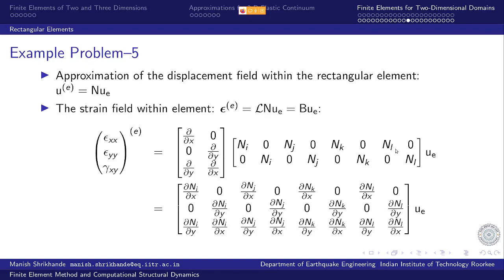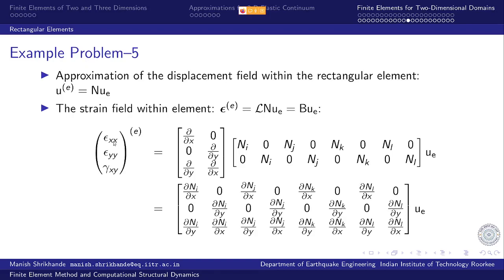The shape function matrix would be a matrix of this type: Ni multiplied by Ui, Nj multiplied by Uj, Nk multiplied by Uk, Nl multiplied by Ul. They will all add up to give us the displacement along x, that is u, and Ni multiplied by Vi plus Nj multiplied by Vj plus Nk multiplied by Vk plus Nl multiplied by Vl. That will give us the variation of displacement V along the y direction.